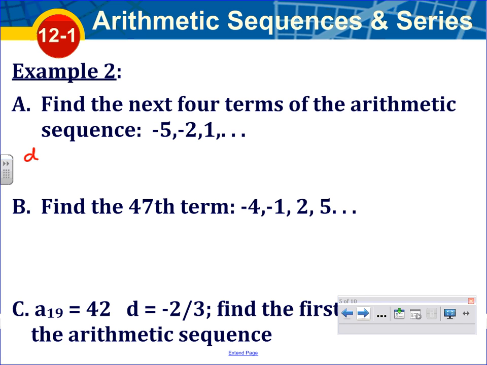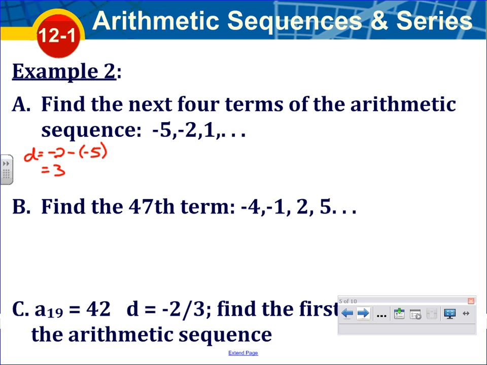To find D, we're going to take the second term minus the first one, so -2 minus -5. So you get a D of 3 there. Oops, not D, it's 3. Sorry about that. So D is 3.